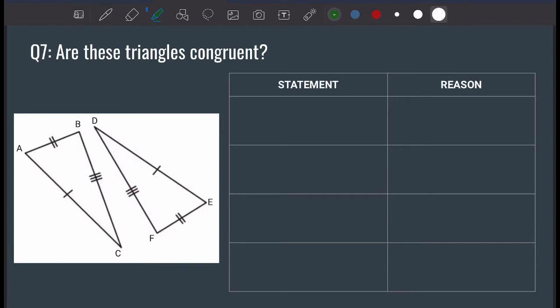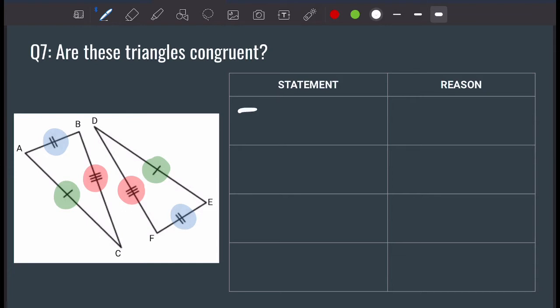So let's see. One stroke, so that means those two sides are congruent. Two strokes, those two sides are congruent. And three strokes, that means those two sides are congruent. So let's put in our statements, but I'm sure it's very obvious already why these triangles are congruent, okay?